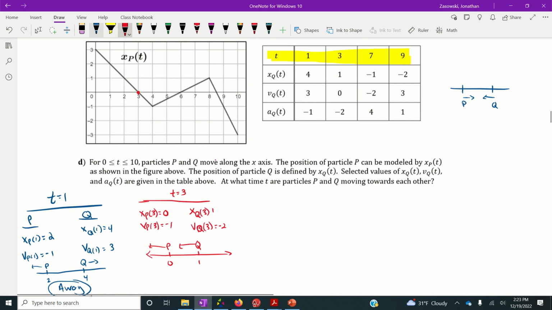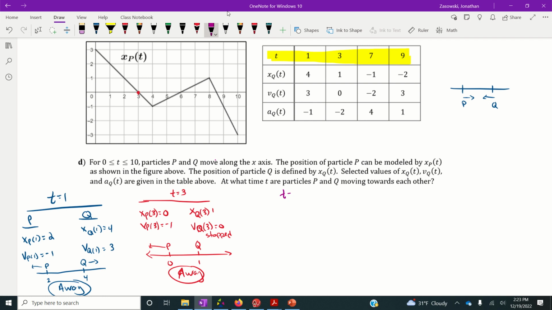Oh, actually, time out. We made a mistake here. This is not negative 2. That's the acceleration. This is 0. So that means Q is stopped because this is equal to 0. This is actually moving away because this one isn't moving and this one's going to the left. So these are also moving away from one another.